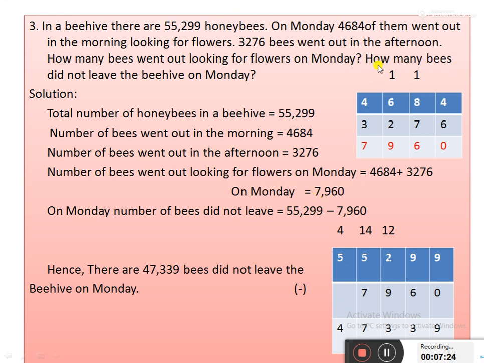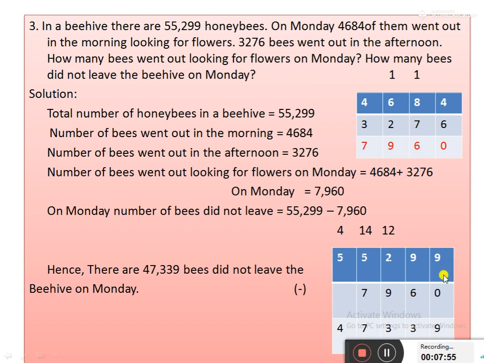Next, how many bees did not leave? How many bees did not go outside looking for the flowers? So from the total we have to do the subtraction. Total how many bees? 55,299, the total number of honeybees. On Monday, how many honeybees went out? 7,960. So what we are going to find is how many honeybees did not leave the beehive. We have to do the subtraction.